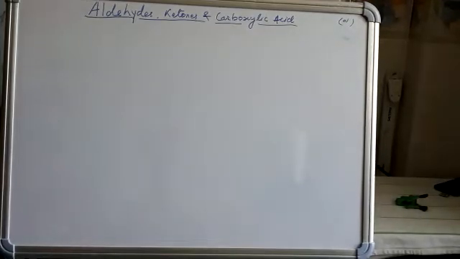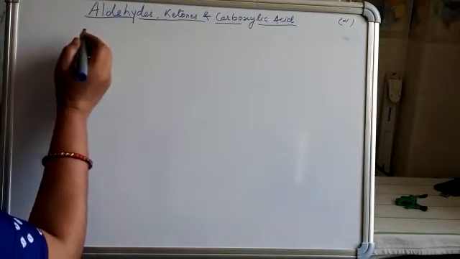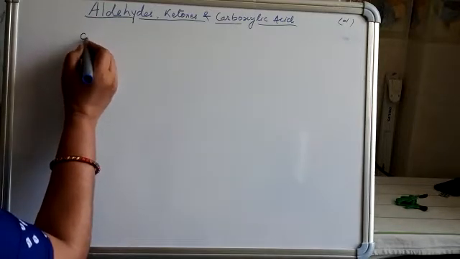Good morning, students. In this unit, we will study the chemistry of organic compounds containing the carbon-oxygen double bond, that is called the carbonyl group. This chapter is our third chapter of organic chemistry: aldehyde, ketone and carboxylic acid. This group is commonly known as the carbonyl group.